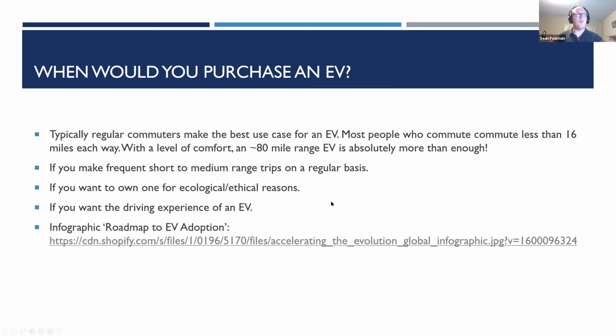The question about when or why would you purchase an electric vehicle? The ideal use case that the EV industry likes is somebody who commutes regularly. And if you look at the average commuter, most people are doing 16 miles or less each way. And so those early electric vehicles that were out there doing 80 miles.